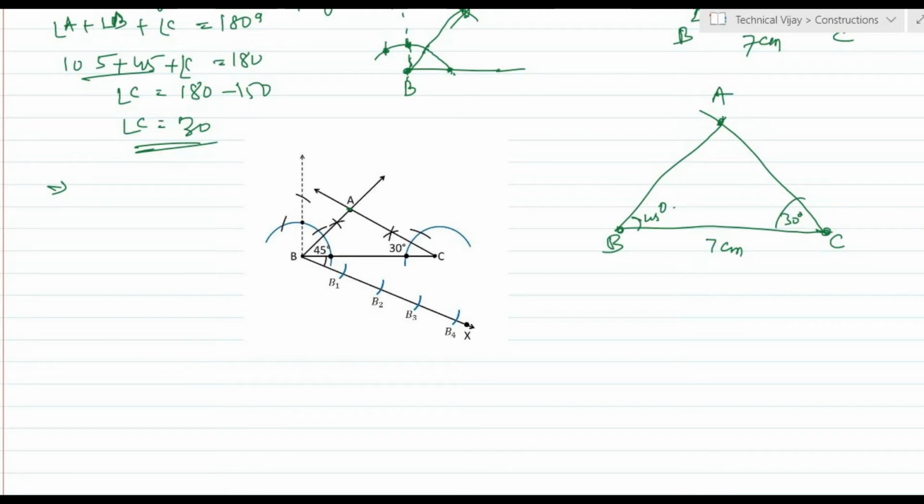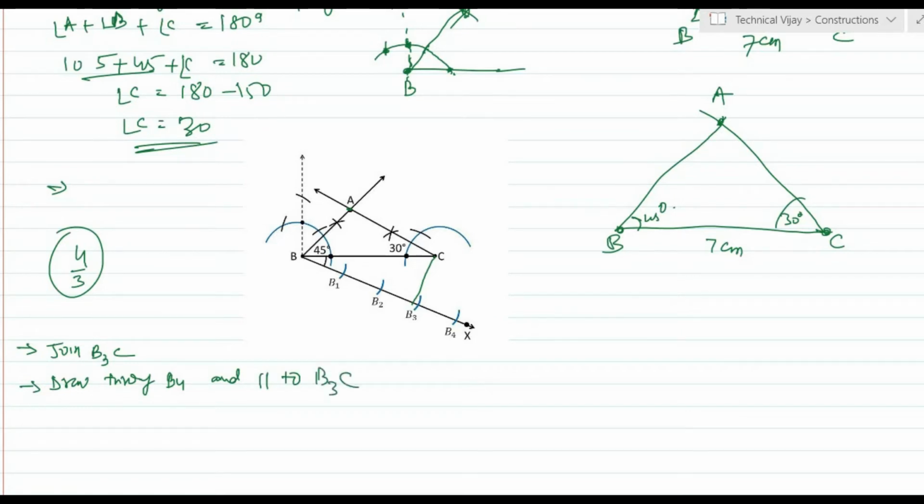Okay. So now the 4 by 3 ratio triangle we have to construct. For that, we first make 4 equal parts. Okay. 4:3 means we have to join the third point here, so join B3 and C. After that, draw through B4 a line parallel to B3C. Like this, B4C. This is C dash. That is, B4C dash is parallel to B3C.